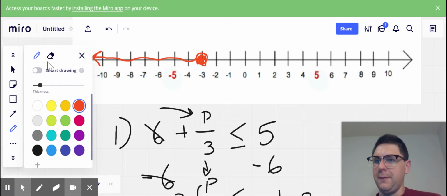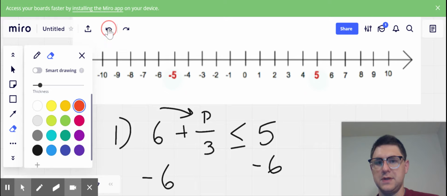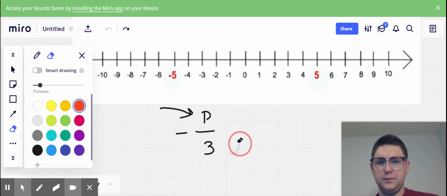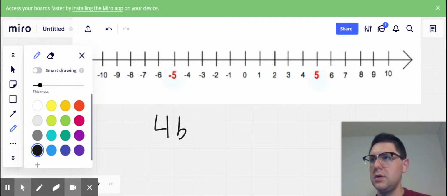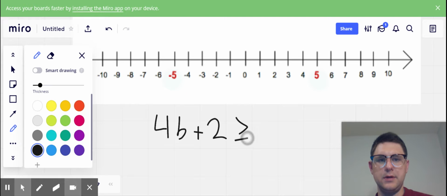All right. Now, moving on to that second one, actually, for this one, I'm going to use problem number 6. So I want you guys to turn to problem number 6. And that one reads 4b plus 2 is greater than or equal to 18.